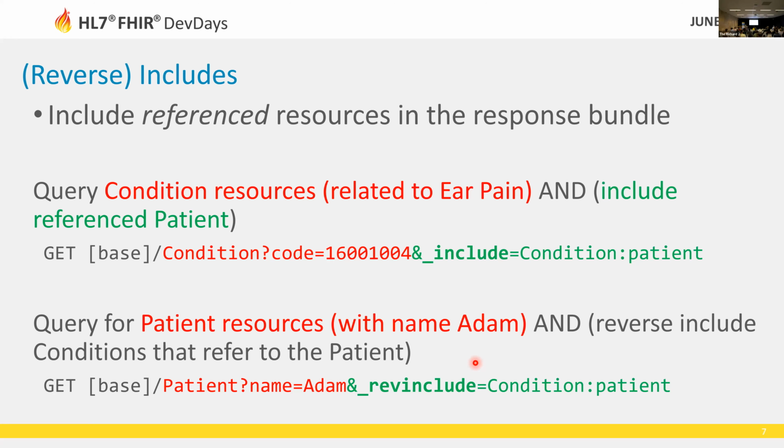And as we've already talked about reverse chaining, which is basically going in the backward direction, when that happens, we normally use the _revinclude parameter. This query is querying for patient resources with name Adam, and it is reverse including conditions that refer to that patient. So _include and _revinclude include additional referenced resources in the response bundle.